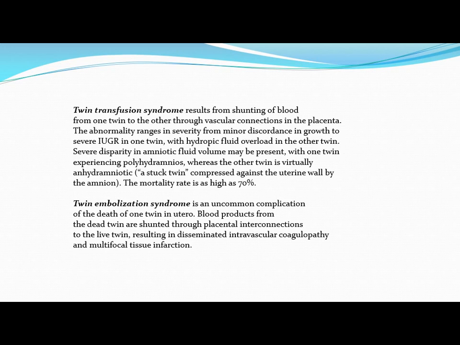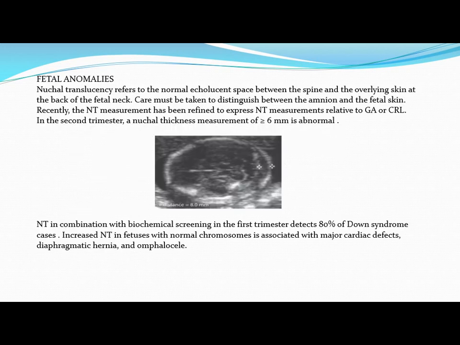The mortality rate is as high as 70%. Twin embolization syndrome is an uncommon complication of the death of one twin in utero. Blood products from the dead twin are shunted through the placental interconnections to the live twin, resulting in disseminated intravascular coagulopathy and multifocal tissue infarction.